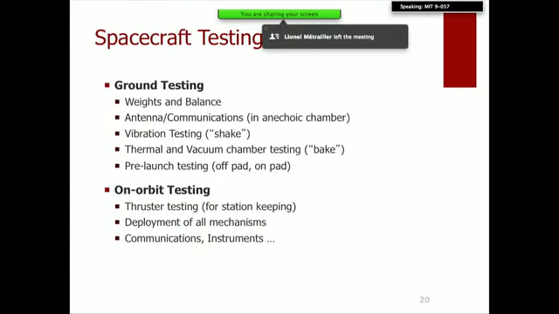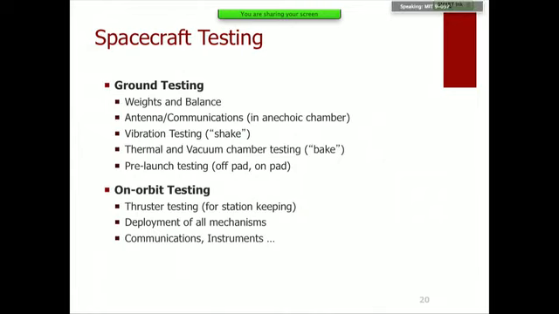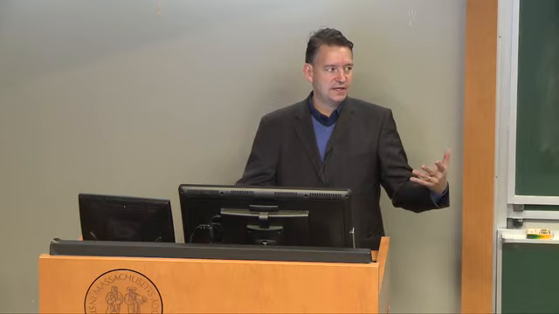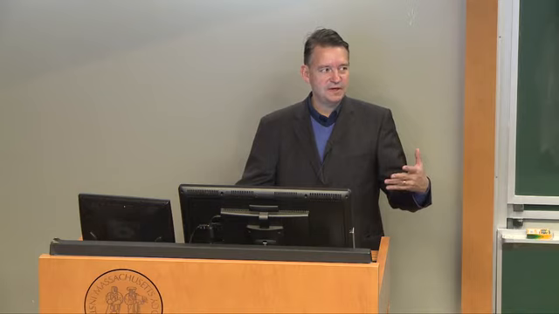And it's kind of a similar thing. You can distinguish the ground testing versus on-orbit testing. So the ground testing is really not that different. Weights and balance. The biggest thing is if your satellite is heavier than the launch capability of the launcher, you have a real problem. So the mass constraint is even tighter in spacecraft.